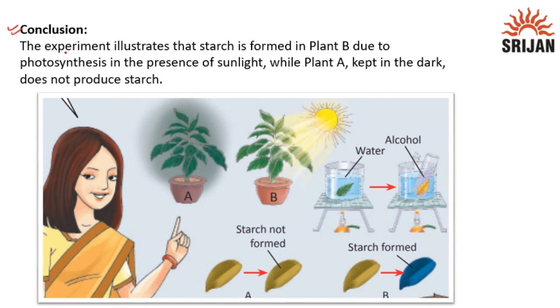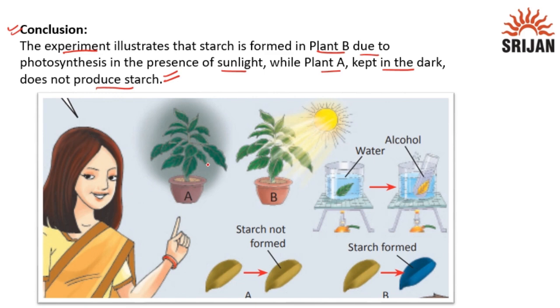So the conclusion is, the experiment illustrates that starch is formed in plant B due to photosynthesis in the presence of sunlight, while plant A kept in the dark does not produce starch. So this is the whole experiment.